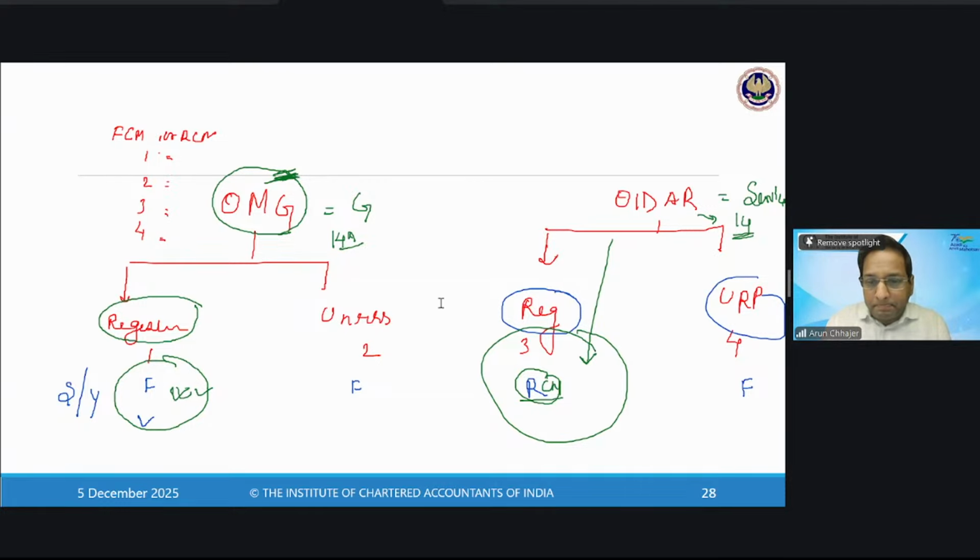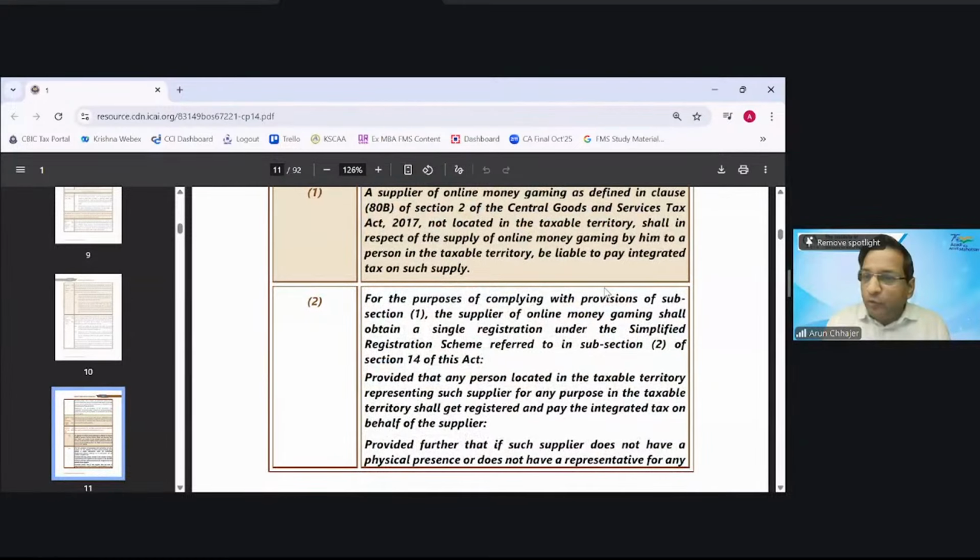So, be liable to be paid under IGST for the purpose of complying with subsection 1. The online money gaming supplier shall obtain the single registration under the simplified registration scheme as referred to in section 14 subsection 2.